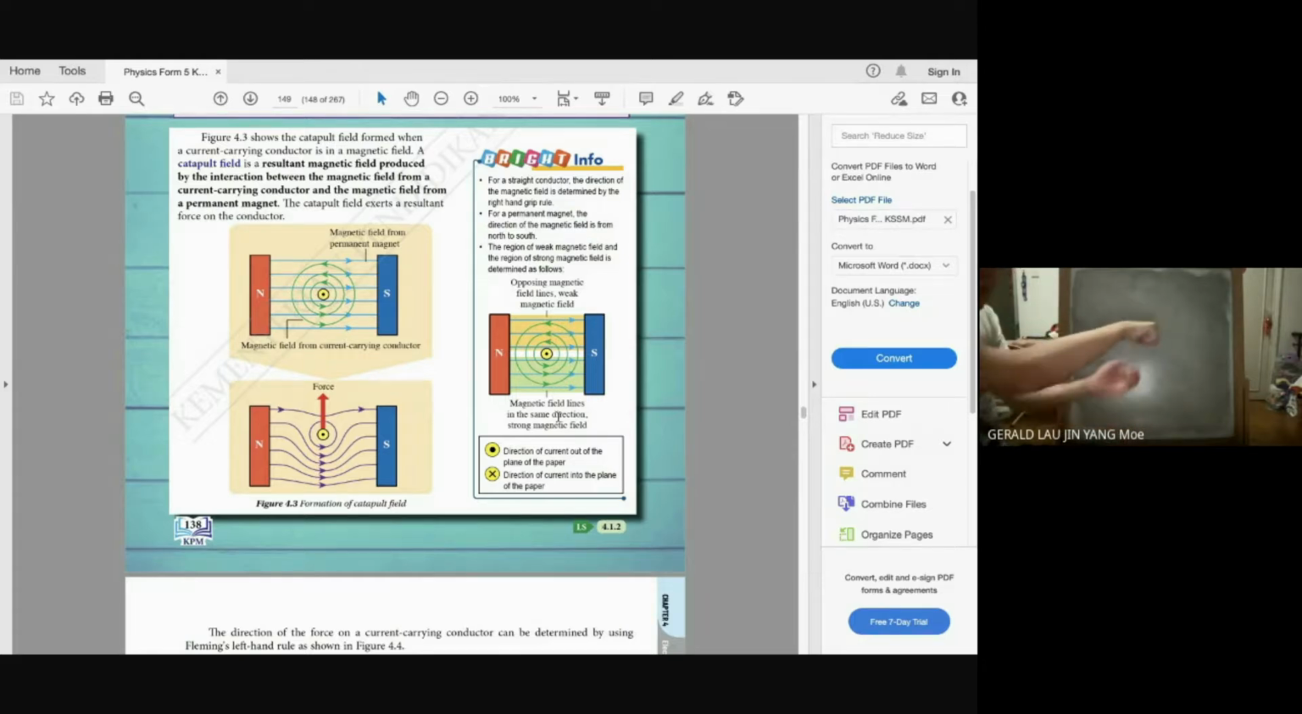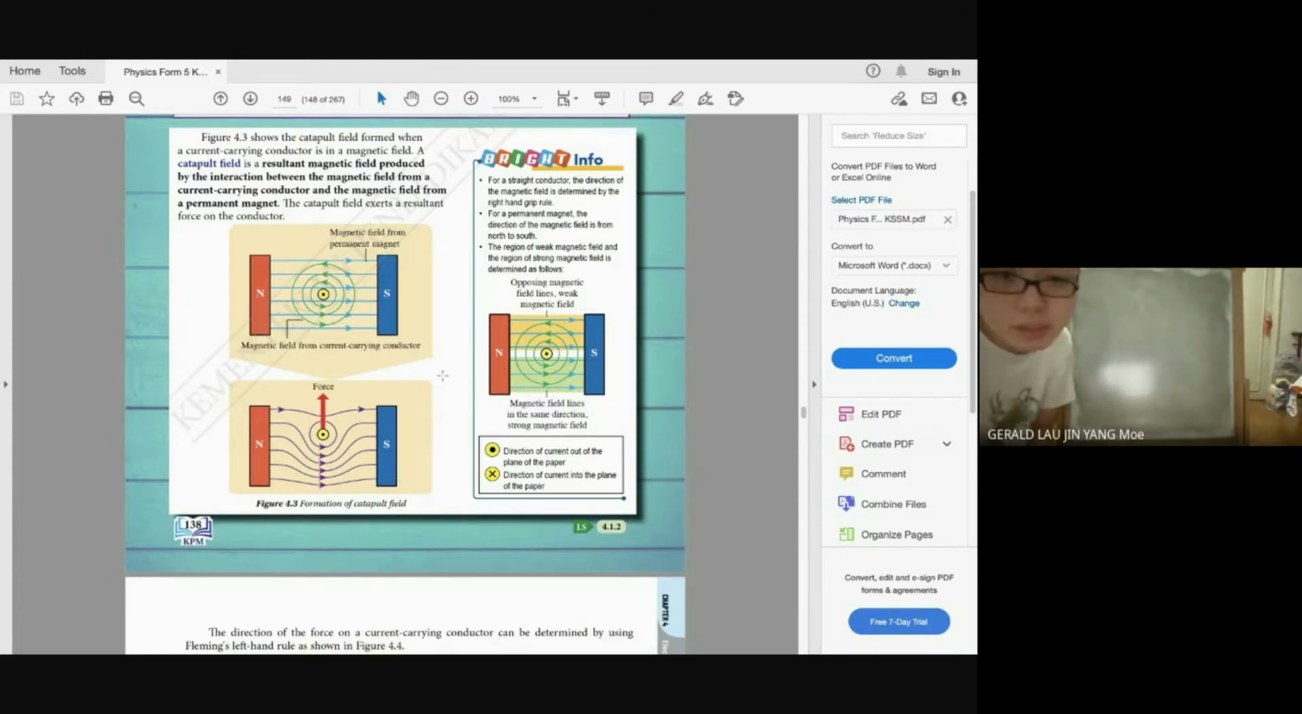Okay, so you already have this current, and then you have your permanent magnet's field. So you see which one is stronger. The one below will be stronger because it's in the same direction. Both the fields are in the same direction. That's why at the bottom here there will be more lines. You see down here, the formation of the catapult field will have more lines compared to the up one. Upper is weaker. That's why the force is from the strong region to the weak region.